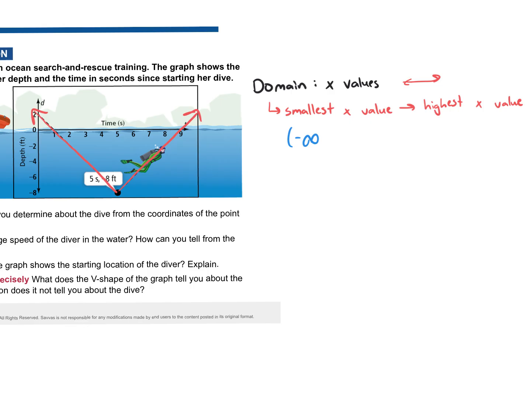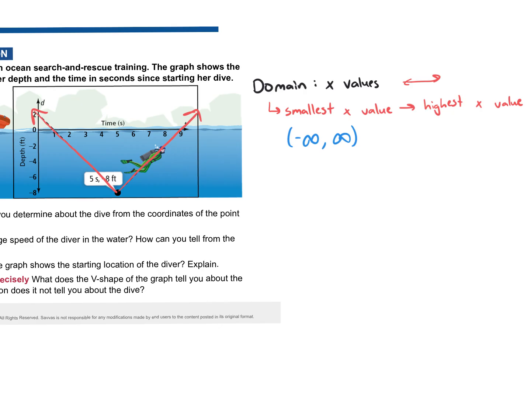Now we do the same thing, but now we're looking for the highest X value. The more I go to the right in my graph, what do I hit again? Yep, I hit that arrow again, which means it keeps going. So that means we're going towards positive infinity. Our domain of our X values is from negative infinity all the way to positive infinity.